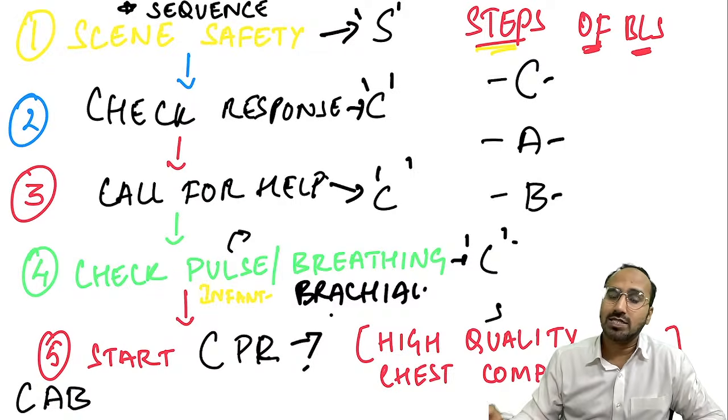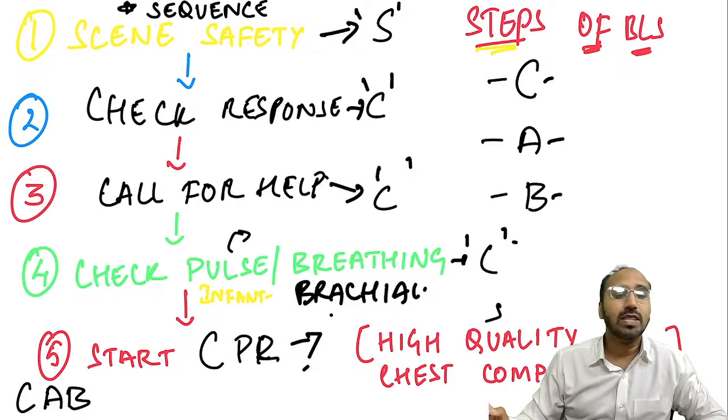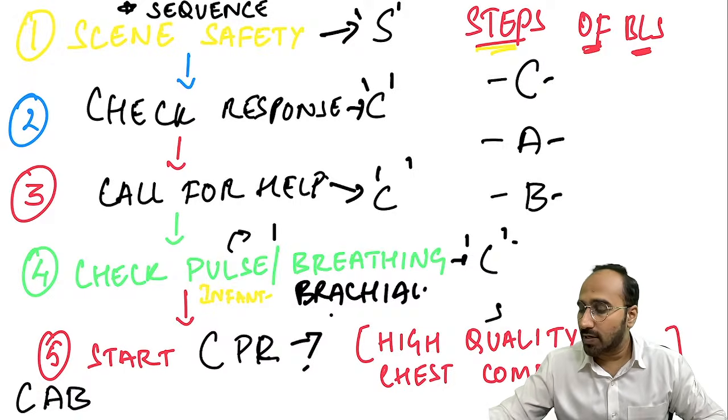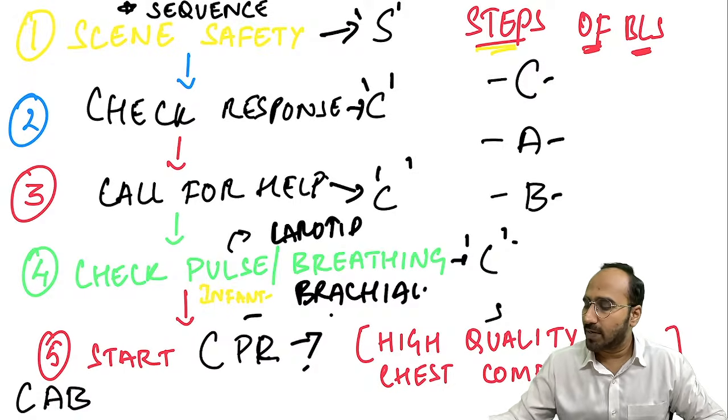SCCS. The third C is what? Check for the pulse and breathing. Now, which pulse are you looking for? If he is an adult, you look for what pulse, guys? Carotid pulse, for adults. And for infants, what pulse are you looking for?